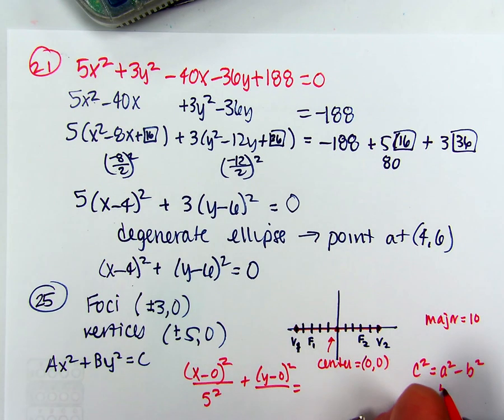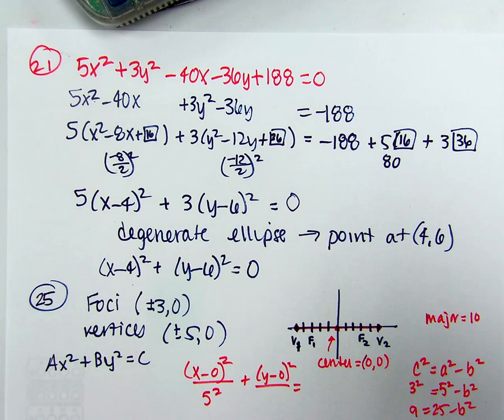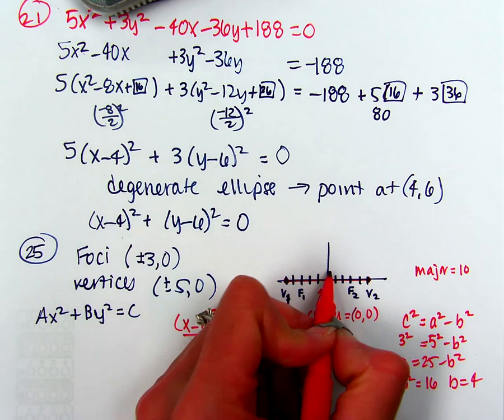My major axis is 10, so that's 5 squared here for a squared. I don't know b squared, but my c squared is 3 squared. So this is 9 equals 25 minus b squared. So I get b squared equals 16 and b equals 4. So this tells me that I have to go 4 up and down.